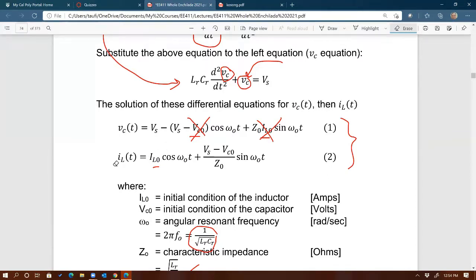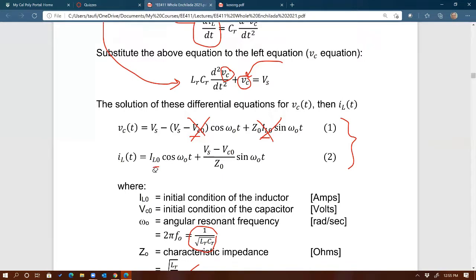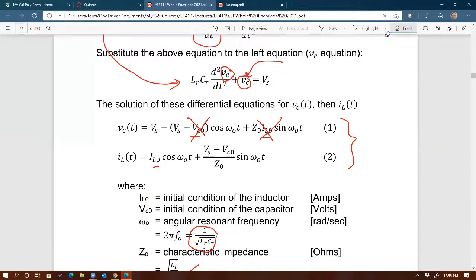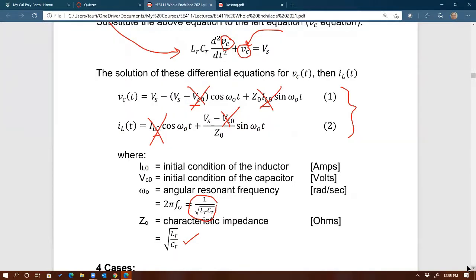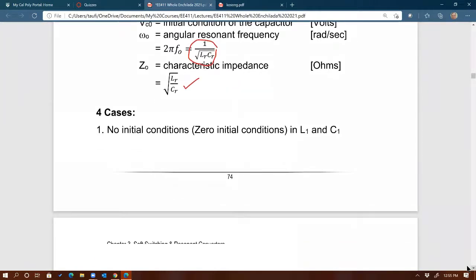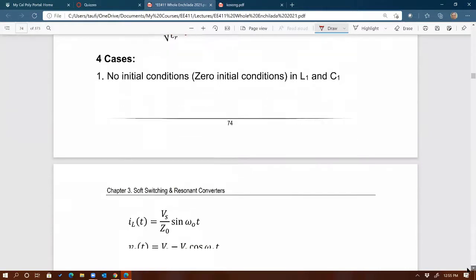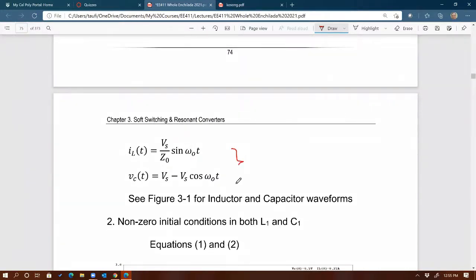What about the IL equation? Do we still have a sinusoidal waveform if both initial conditions are 0? The answer is yes again, right? Imagine if this is 0 and that is 0. Then you end up with IL of t equals Vs over Z naught times sine of omega naught t. Again, we have a sinusoidal waveform for the current. Right? How about the other 2 combinations? Well, that's what I have right here. No initial conditions. Those are the 2 equations, sine waves, right?